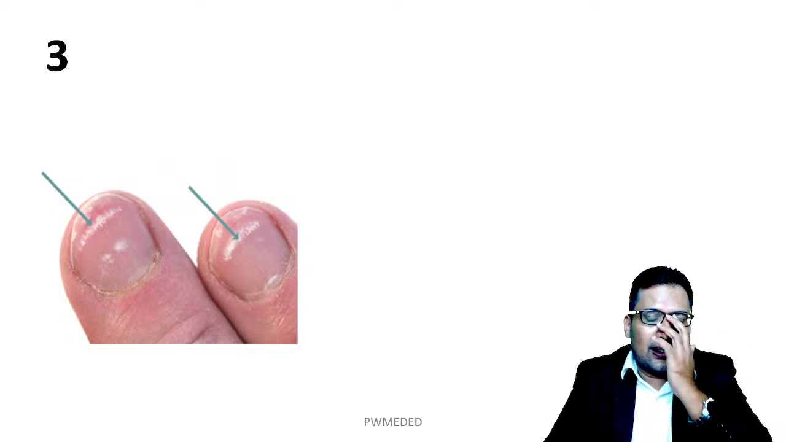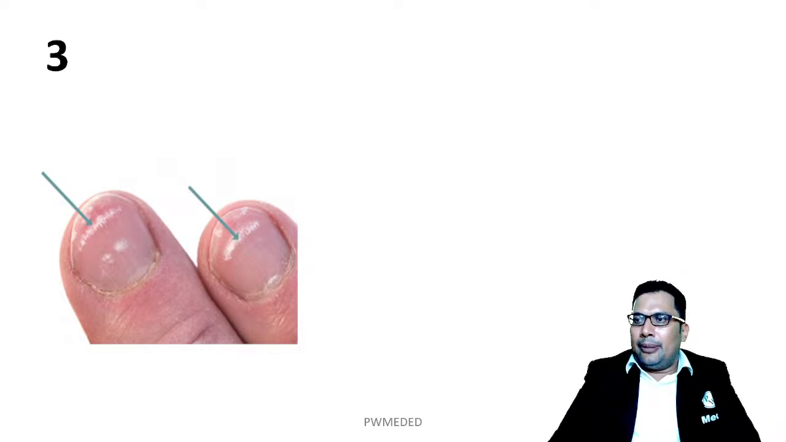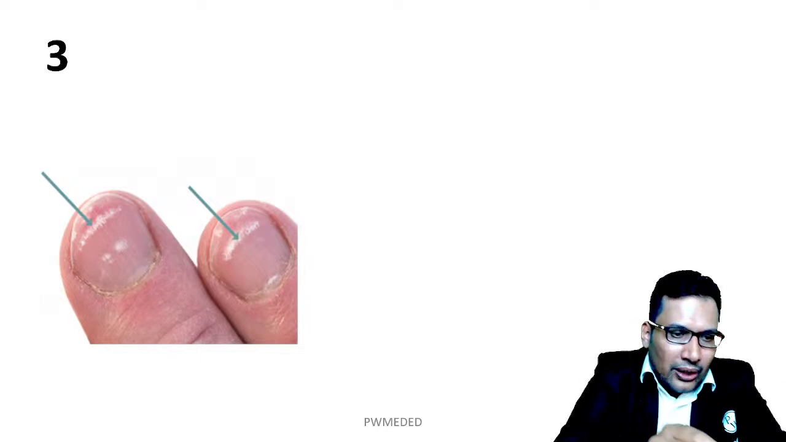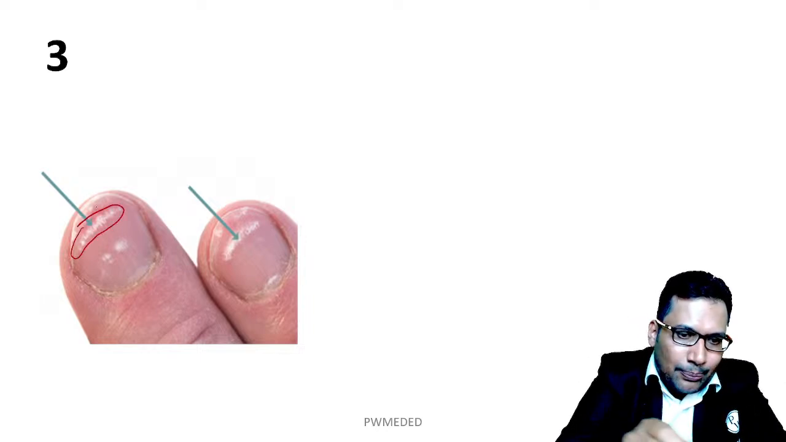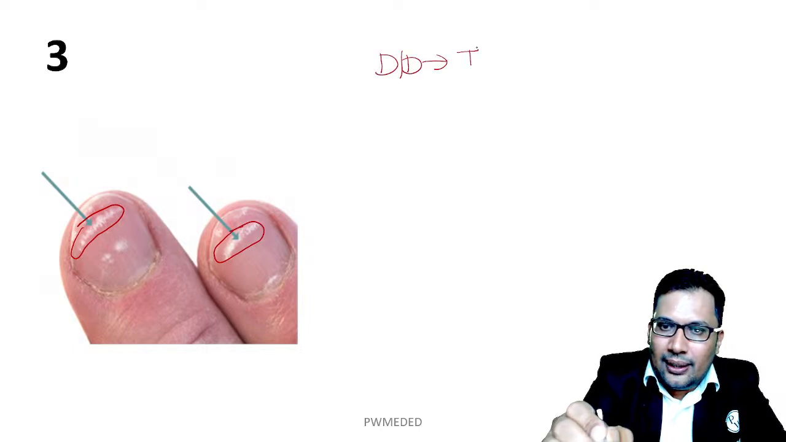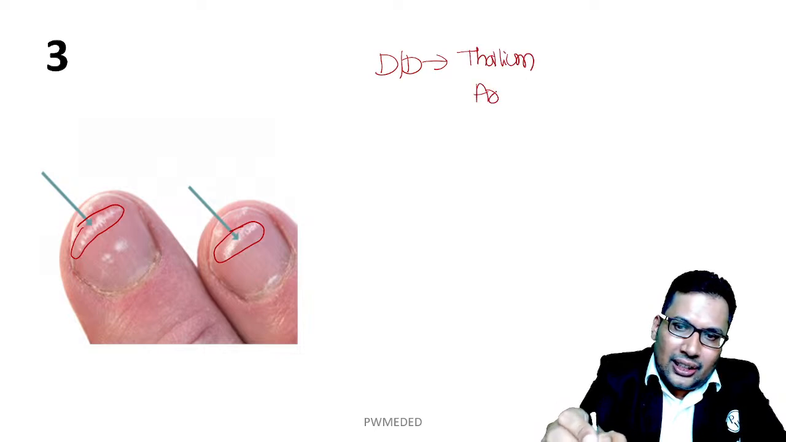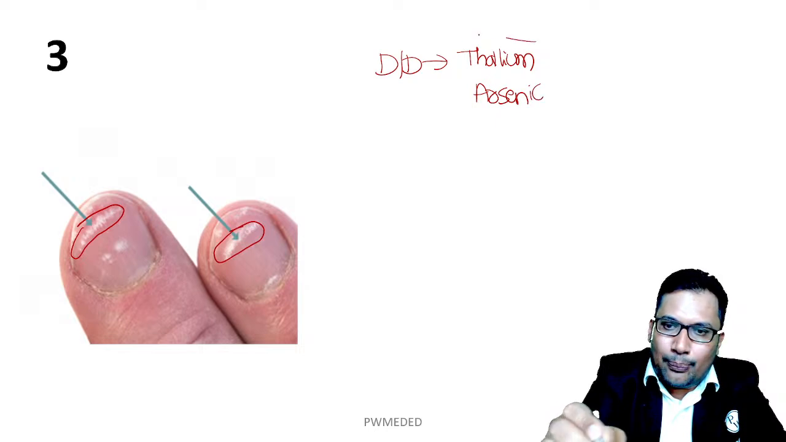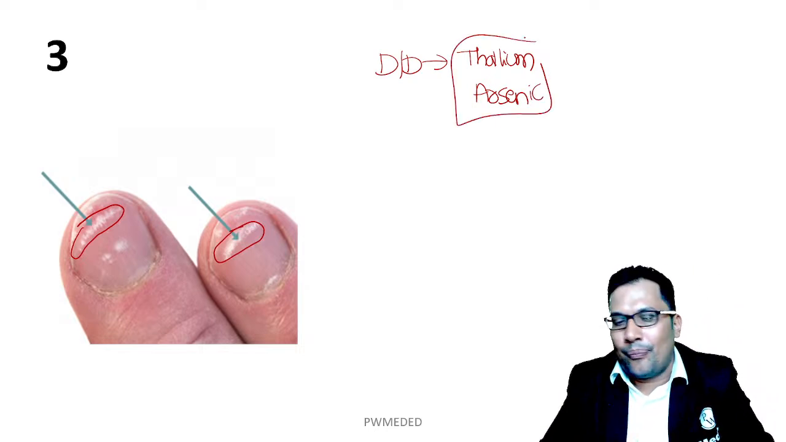Now look at this. What is the finding here? Image based question. Look at this, all of you. This is a very simple question. What is the differential diagnosis? Differential diagnosis is thallium poison and arsenic poison. This can be asked in the exam.